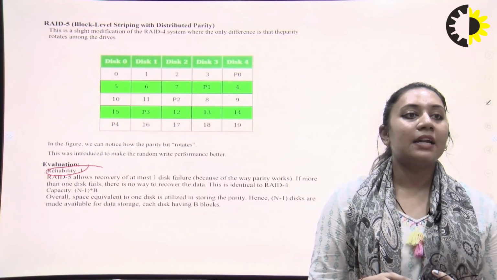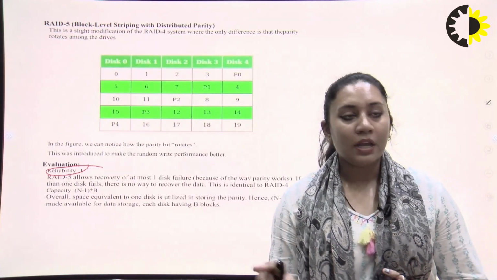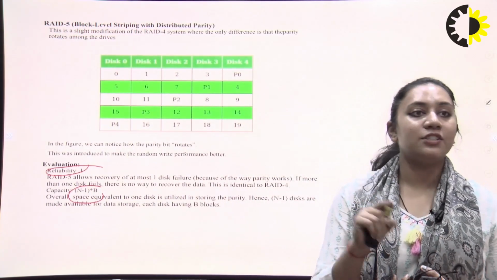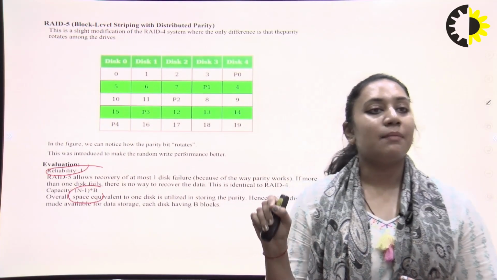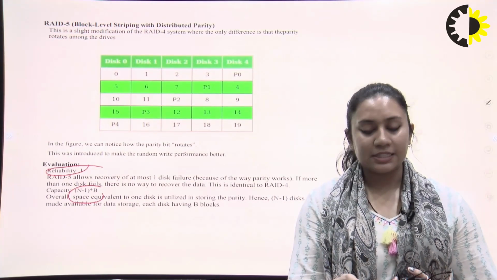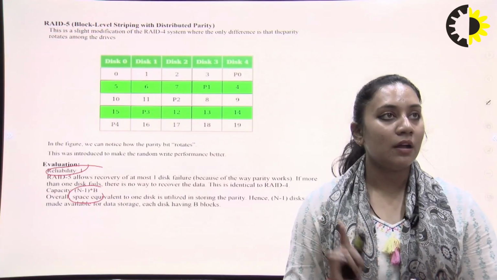It is identical to RAID level 4 in capacity, which is (n-1) times B, right, where n-1 is the number of disks made available for data storage, and each data disk has B blocks.